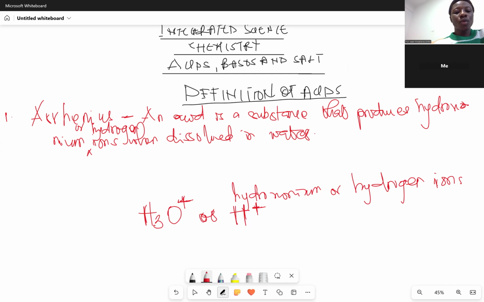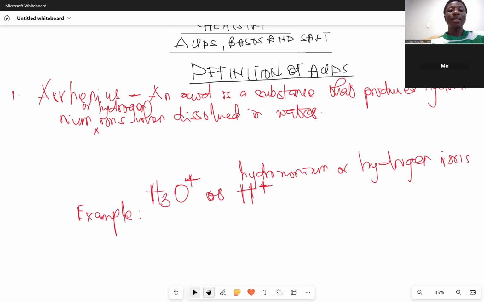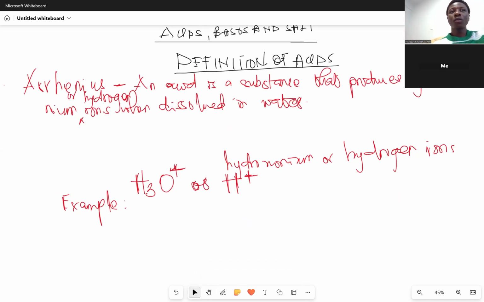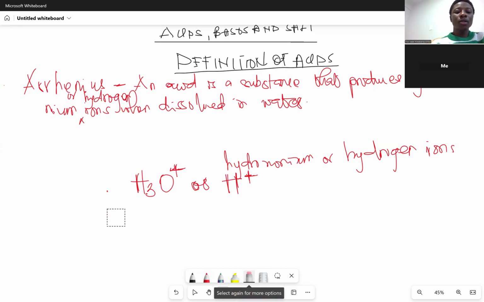Now, let's look at some examples of an Arrhenius acid. Of course, we're not going to write just the acid's name and leave it at that. For the example, we have to show it with a reaction to better understand Arrhenius's definition. So watch closely. Let's start with an example. Let's start with HCl.